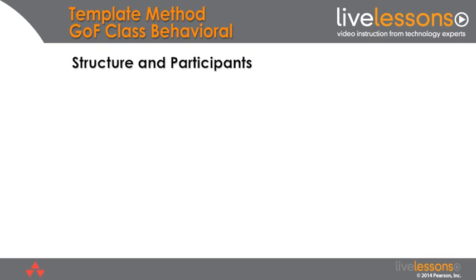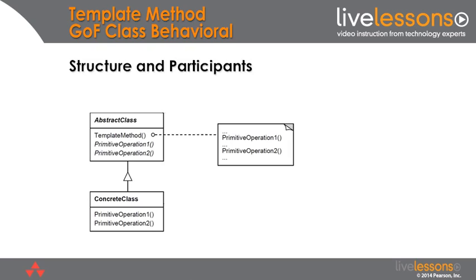Here's a diagram that illustrates the structure and participants in the template method pattern. As you can see, we have an abstract class which defines a number of methods. One of the methods is the template method, which may or may not be virtual, as we talked about before. What it does, however, is it calls a number of primitive operations, what I like to call hook methods. And these hook methods can be customized and overridden in a concrete class, or concrete classes as it may be.